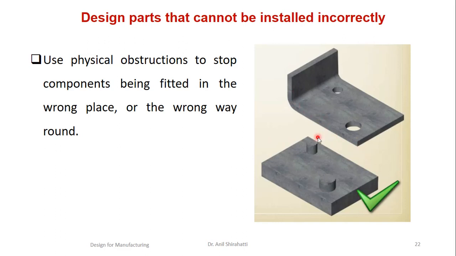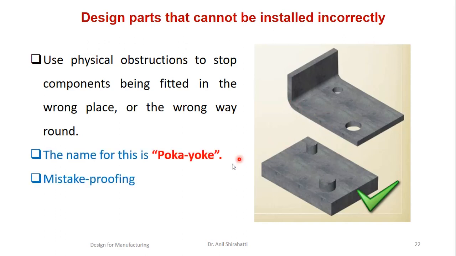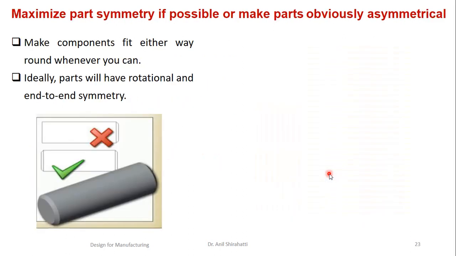So what the designer did is, this hole he has made small and this hole he has made big. So what will happen? With a simple observation during the assembly phase itself, a worker may not make any mistake. This approach is called Poka-yoke, that is, mistake proofing. A small design change will help make the assembly faster, and any wrongdoing will get eliminated. So this is designing parts that cannot be installed incorrectly.